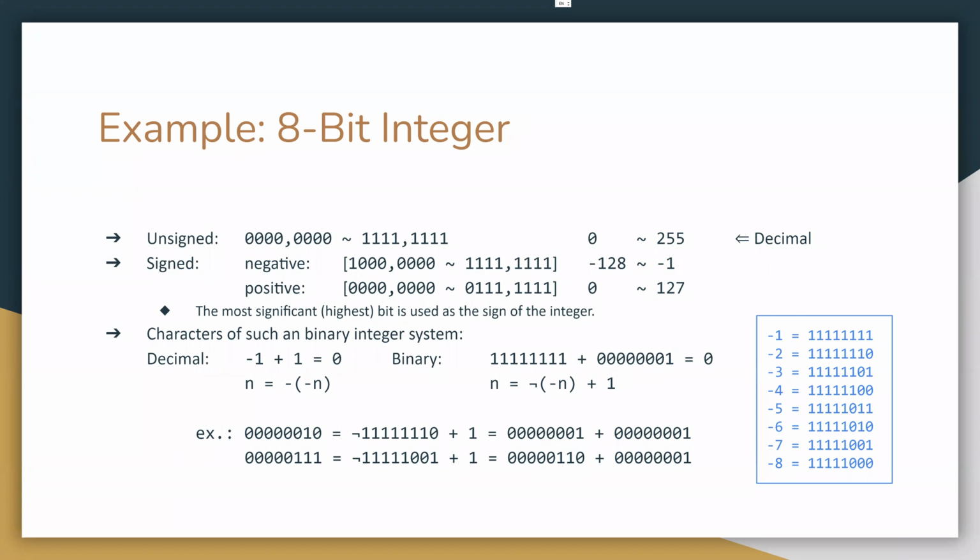That is 1: the highest bit is 1 and all zeros. That's minus 128. And this is minus 1. Using the highest bit as the sign of this integer. And positive numbers would be from 0. Well, 0 is not positive, but you understand what I'm saying. From 0 to 127.